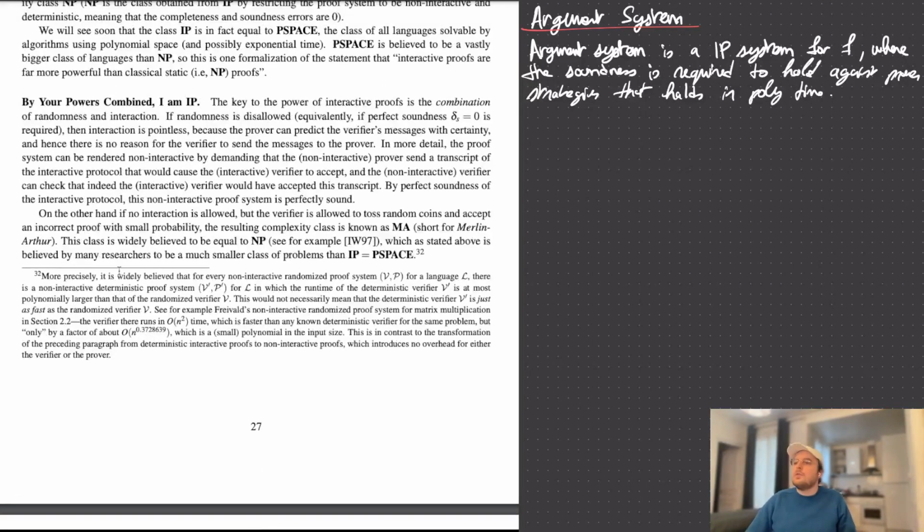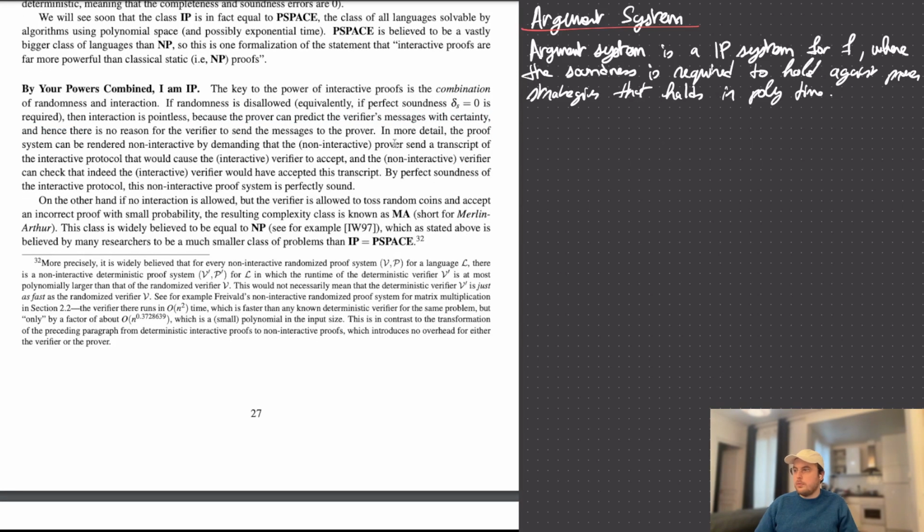By your powers combined, I am IP. The key to the power of interactive proofs is the combination of randomness and interaction. If randomness is disallowed, equivalently if perfect soundness equals 0, then the interaction is pointless because the prover can predict the verifier's messages with certainty, and there is no reason for the verifier to send messages to the prover. In more detail, the proof system can be rendered non-interactive by demanding that the non-interactive prover sends a transcript of the interactive protocol that would cause the interactive verifier to accept.